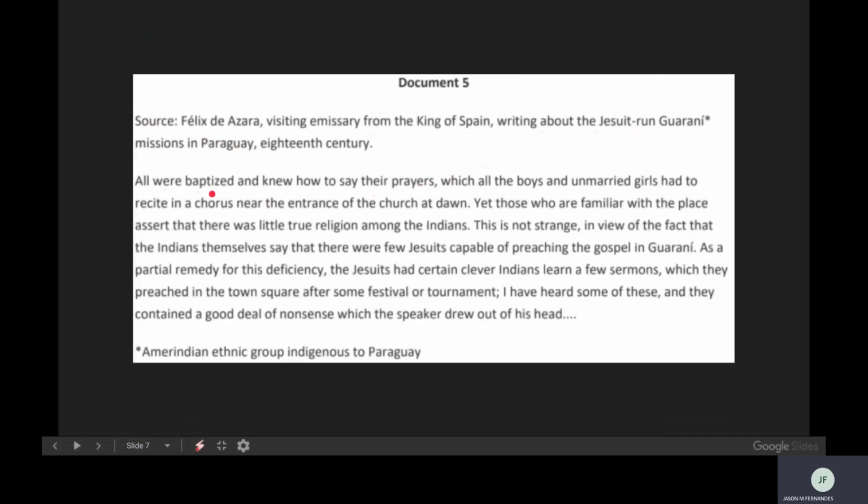Because he says they're baptized. They know how to say their prayers. They know how to recite the chorus. So they're doing these things outwardly that would appear to make them Christian. Yet this guy acknowledges that people around here say that the true religion, which is what he means by Christianity, is not really taking hold. Outwardly, sure, it appears that way. They're performing the rituals, but when they go home, what are they actually doing? They're probably practicing their traditional belief systems.